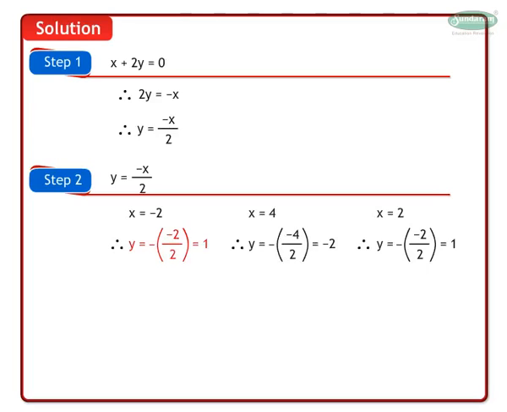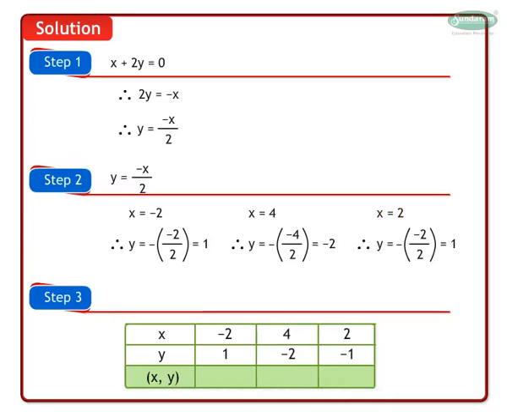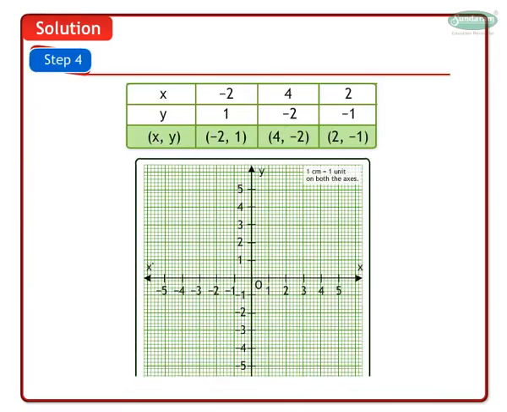Hence we get y is equal to 1 when x is equal to minus 2. Y is equal to minus 2 when x is equal to 4. Y is equal to minus 1 when x is equal to 2. Step 3. Prepare a table and write the values of the ordered pairs as usual. Step 4. On the graph paper, draw the x, x dash and y, y dash axis. Take a suitable scale of 1 centimeter is equal to 1 unit and plot the points as usual.